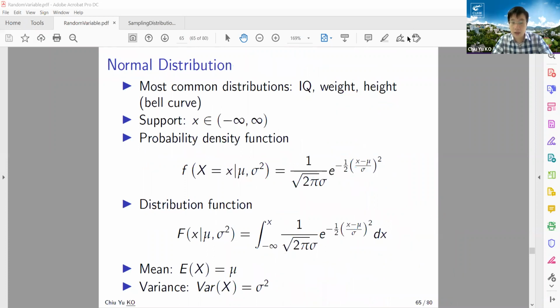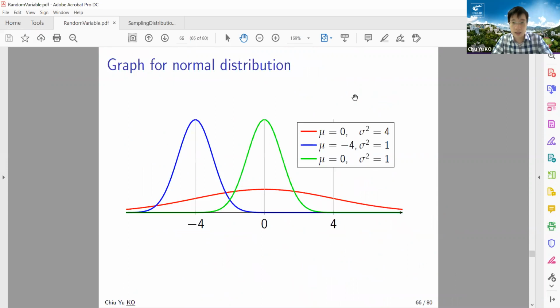Okay, so now let's see what we have said in the graph. The green one is mean 0. The blue one is mean -4, so it moves the location to the left. The green one has sigma 1, and the red one is sigma 4. So when you increase your sigma, you become flatter because it is more spread out.